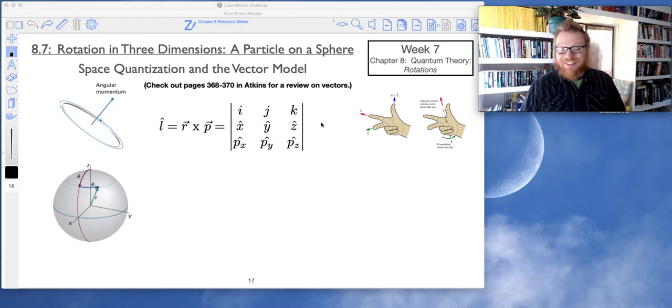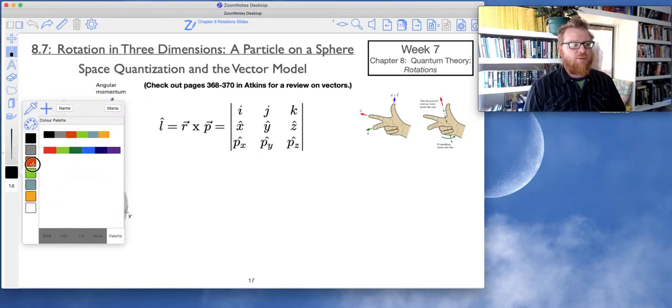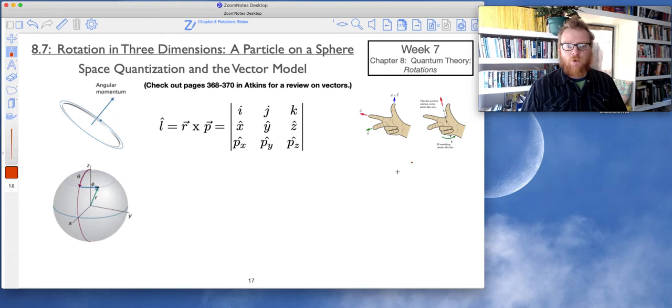And so we're going to get into this vector model. Just to remind you, we've already talked about the right-hand rule for angular momentum. But I also want to remind you, suppose I have some vector. I'll draw an XYZ coordinate system. Perhaps this is X, Y, and Z points up.